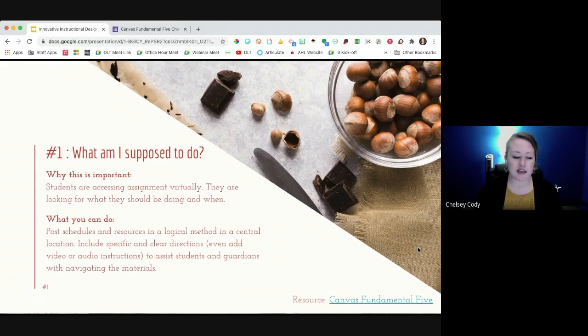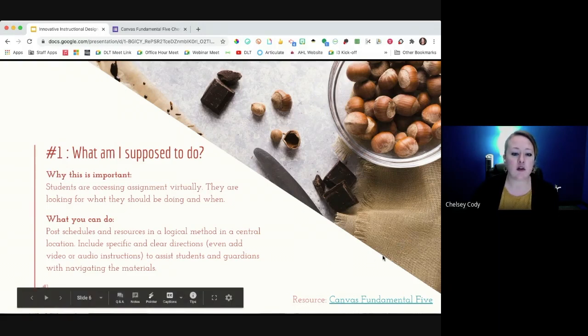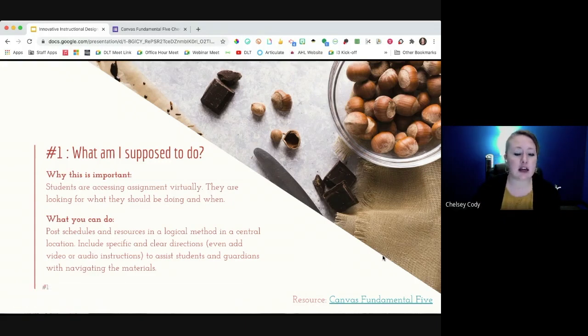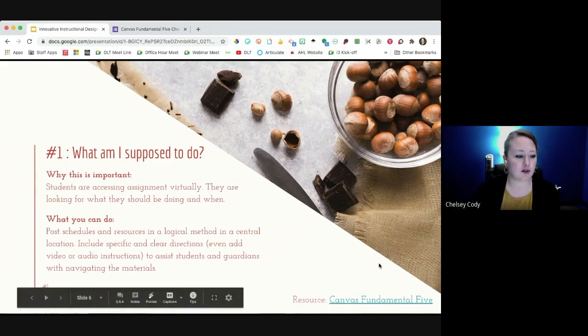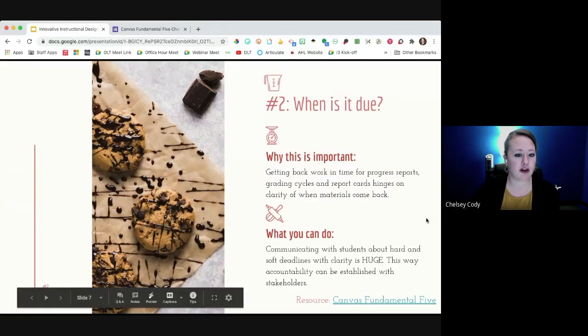Here's how you access the day's work in a logical method in a central location, something that is very visible to those students. Include specific and clear directions. So this could be in the assignment itself. It could be audio supports, could be video supports. Maybe you include both to assist them and their guardians when they're looking at materials. So especially if students are working asynchronously, not necessarily wordy directions, but concise, clear, easy to follow directions are huge, especially for those students who are working on their own.